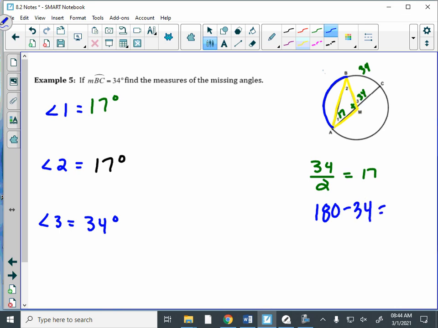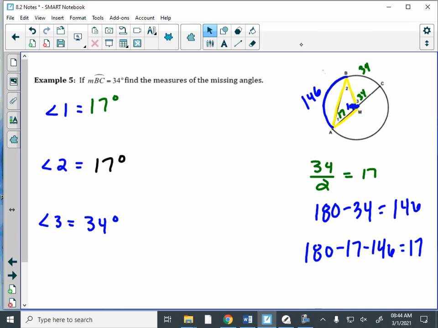Subtract it. What is 180 minus 34? 146. So if this arc is 146, what's this angle going to be? It's central. So it's the same. It's also going to be 146. We know all the angles of a triangle add to 180. So we do 180 minus 17 minus 146, and it will give you 17. So if you don't recognize that that's an isosceles triangle, you have to do a little bit more work, but you still get the right answer. Okay? Again, that's what's great about geometry. A lot of the times, there's multiple ways to get the same answer.